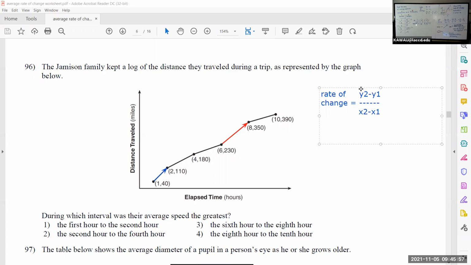So if we look at this first blue one, okay, so rate of change and average speed is the same thing. This one is going to be 110 minus 40 divided by 2 minus 1. So that's going to be 70.